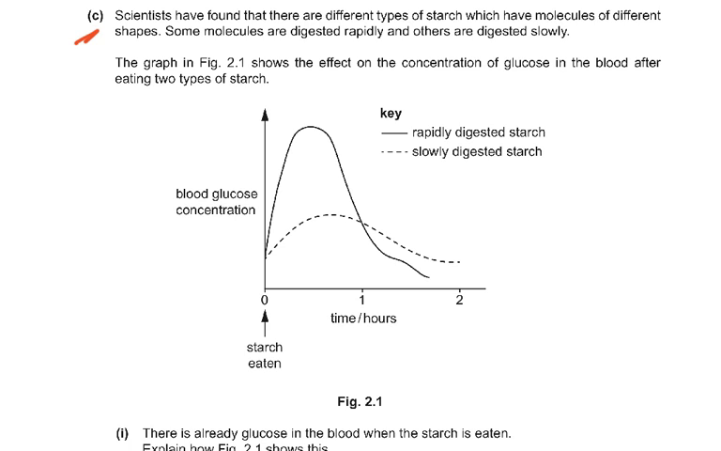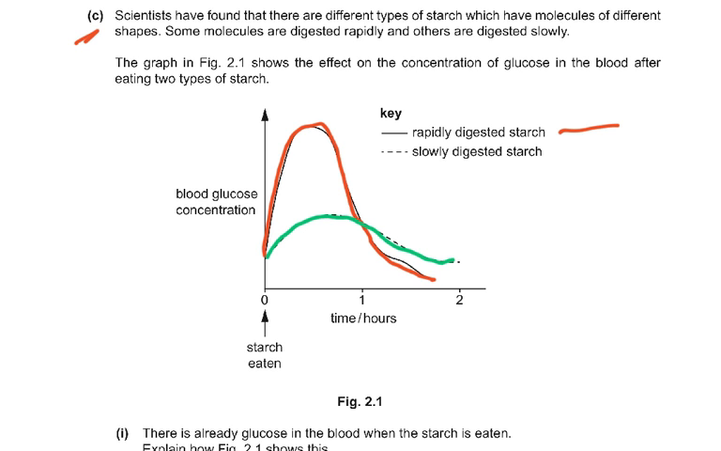C part of the question says scientists have found that there are different types of starch which are molecules of different shapes. Some molecules are digested rapidly and others are digested slowly. The graph in figure 2.1 shows the effect on the concentration of glucose in the blood after eating 2 types of starch. There's a rapidly digested starch, which is this one, and you can see it increases. It's increasing the blood glucose concentration and then it's decreasing. And the slowly digested starch, it is increasing, but there's not such a high level of glucose. It doesn't go up a lot and then it decreases, and it stays a little higher than the rapidly digested starch.